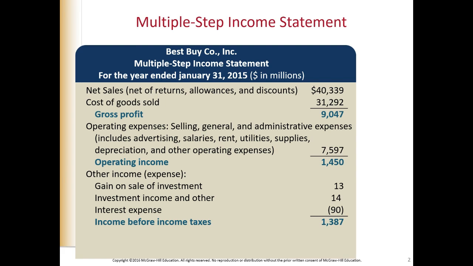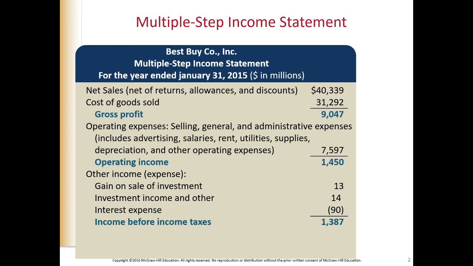So here we have a positive $13,000 gain. Investment income, maybe we're earning dividends or interest on other investments we have. Positive $14,000. Interest expense is shown down here under other income or expenses. A lot of people tend to put interest expense up in the operating expense area, but it doesn't go there. So interest expense needs to go down under other income or expenses.